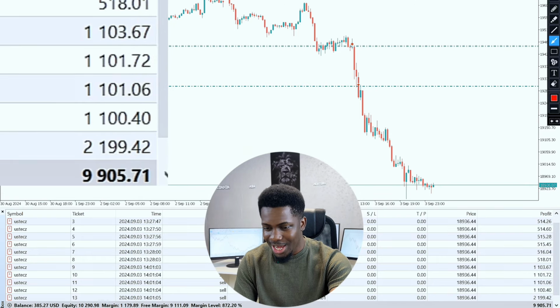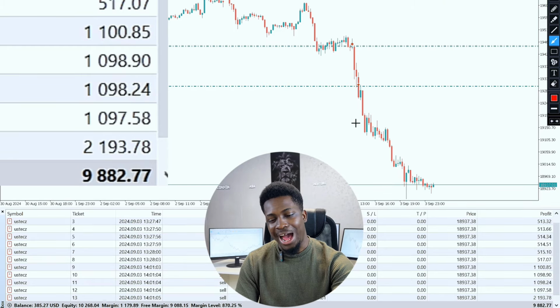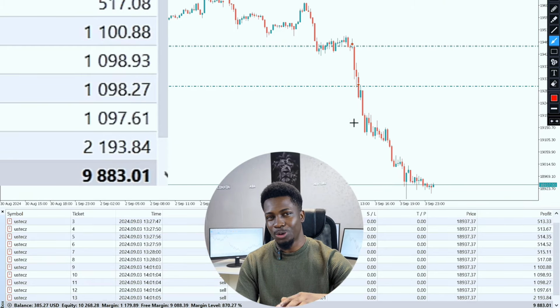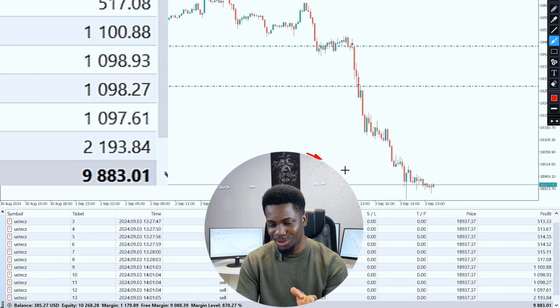Just look at it right now. This particular movement is actually very smooth. Now I was expecting it to keep dropping and keep dropping. I don't even mind holding it through to tomorrow, but this is exactly what just happened.